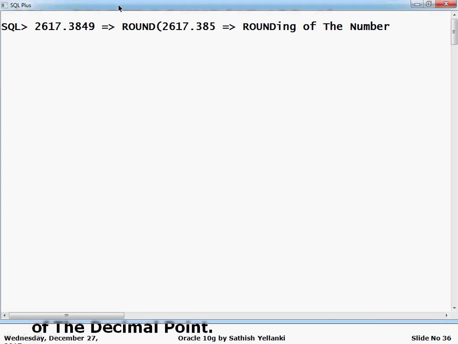In practicality, how do we submit the function? We submit the function as round of the original number whatever you have with you. You want to correct this number up to 3 decimal places, so you say something like this, and the result is what you are seeing there. Whenever you go for the round function, it has the ability of understanding your position of the values. If the value is 5 or more than 5, it automatically adds 1 to the previous position, then starts working on it.